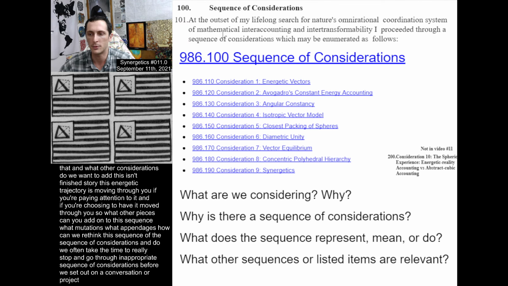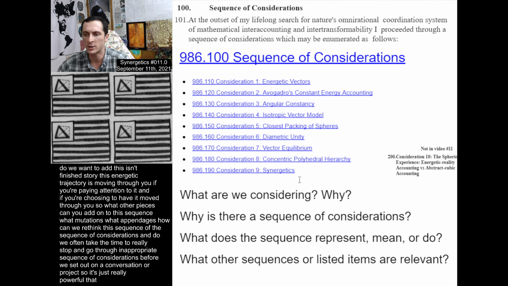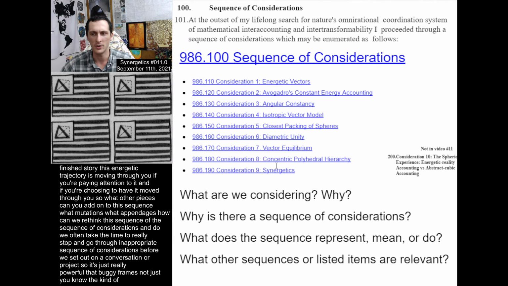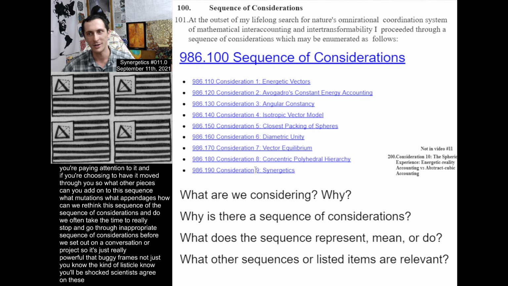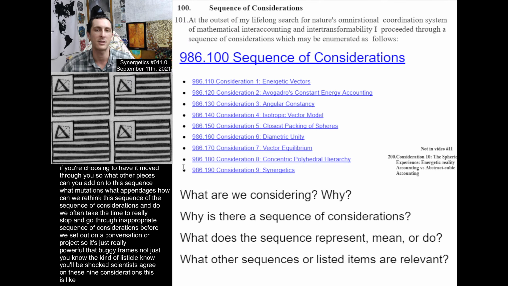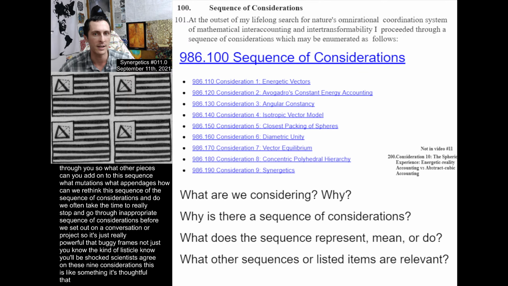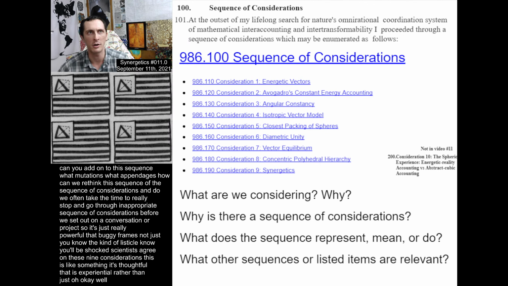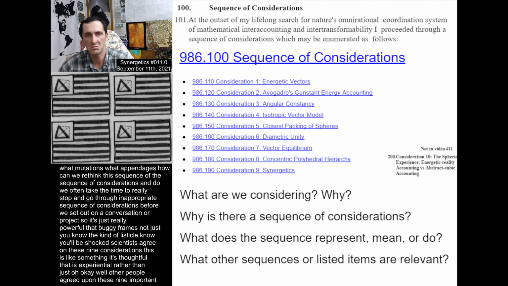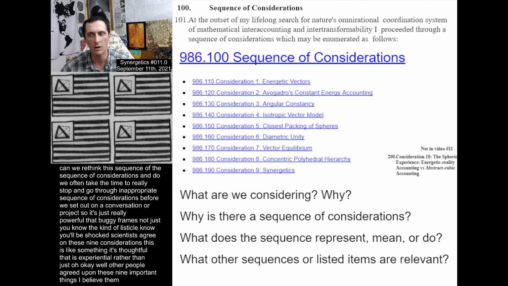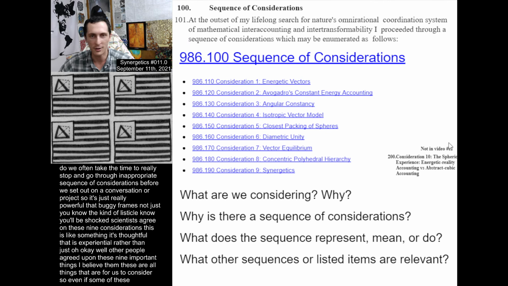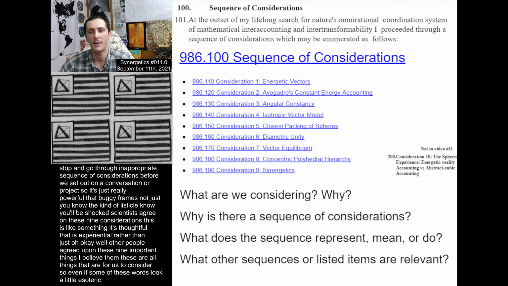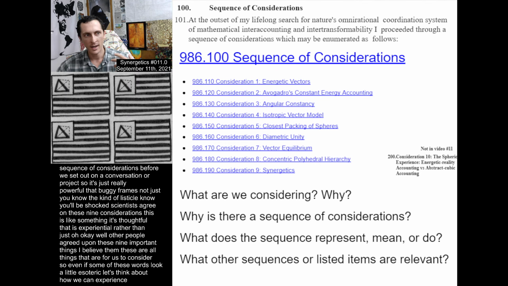So it's just really powerful that Bucky frames not just the kind of listicle, you'll be shocked, scientists agree on these 9 considerations. This is something thoughtful, that is experiential, rather than just, oh, okay, well, other people agreed upon these 9 important things, all right, believe them. These are all things for us to consider. So even if some of these words look a little esoteric, let's think about how we can experience them and re-experience them.